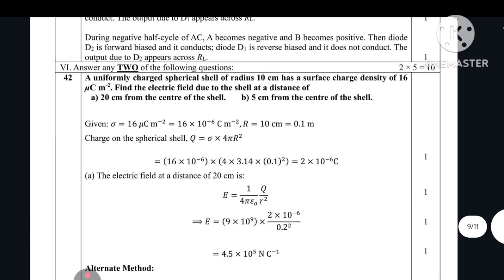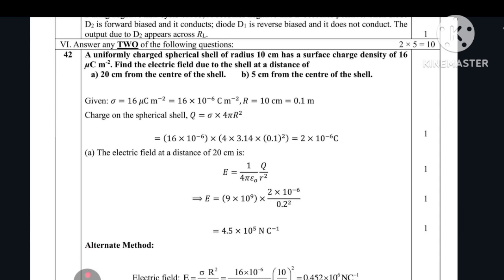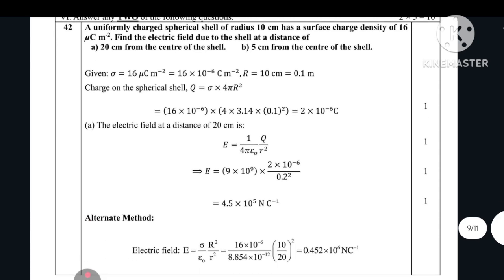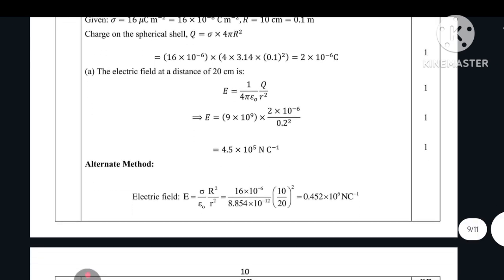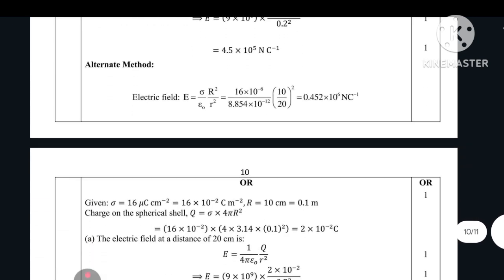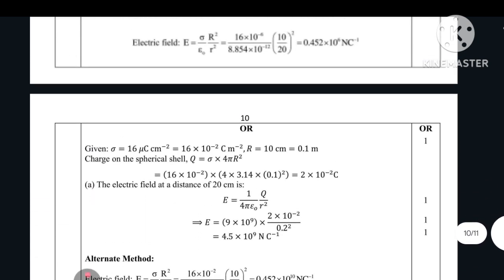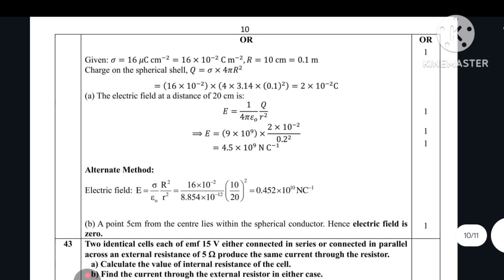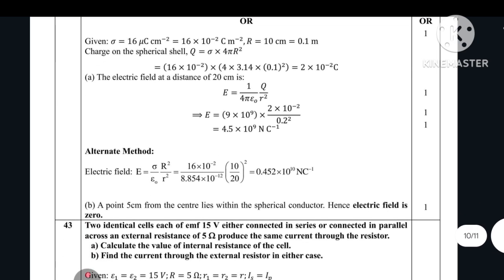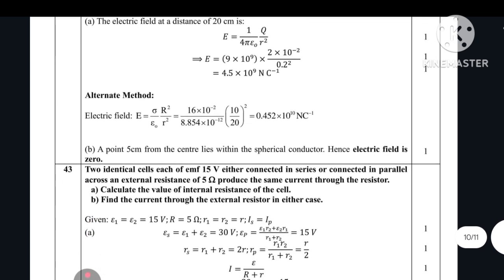And this is a numerical. They ask for 5 marks. Writing the given data and all substitution formula 1 mark, and solving for the particular condition again 3 marks, and for the final answer they have given 1 mark. So it is for total 5 marks. This also same. And an alternate method also they have given. You can solve with the alternate method also if you know it in the examination.